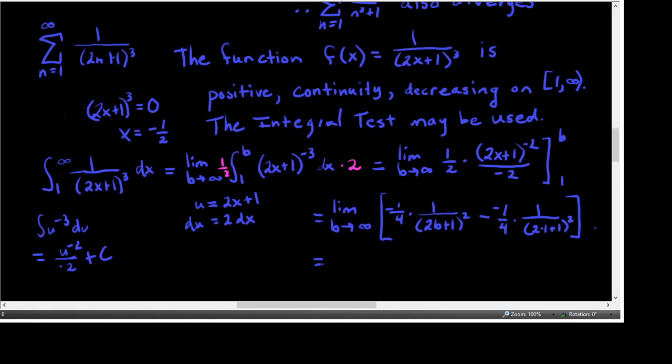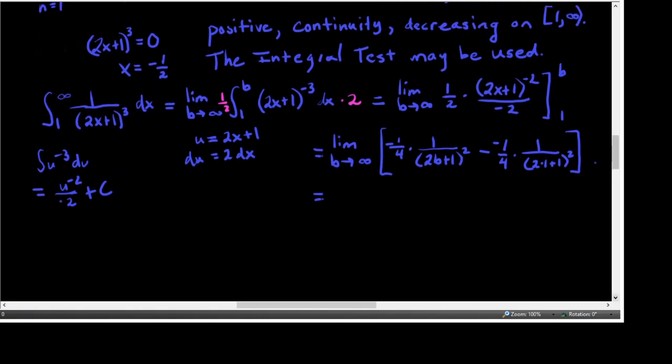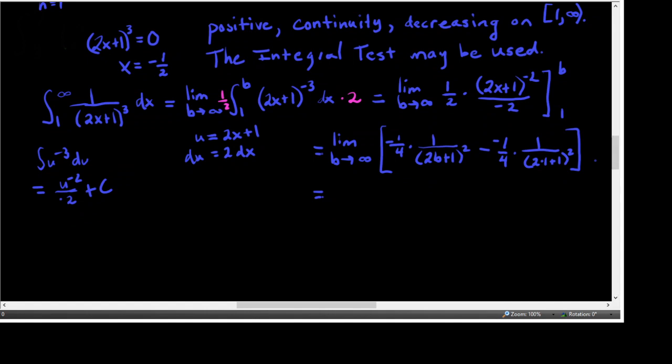So, as b goes to infinity, since it's in the denominator and increases without bound, negative 1/4 times something that's approaching 0 will go to 0. Minus negative 1/4, so plus 1/4 times, let's see, 2 plus 1 is 3, 3 squared is 9, so that's 1/9. And so this ends up being 1/36.